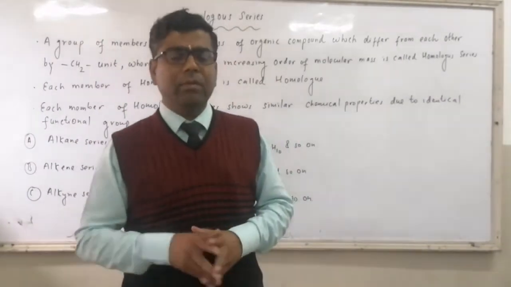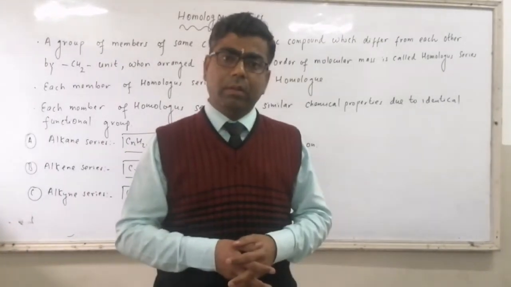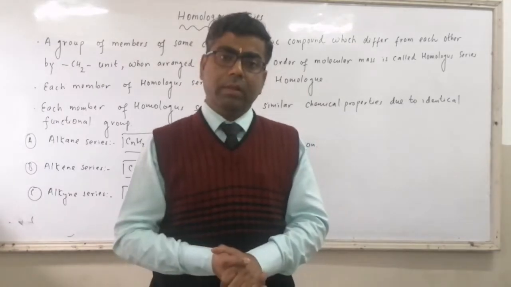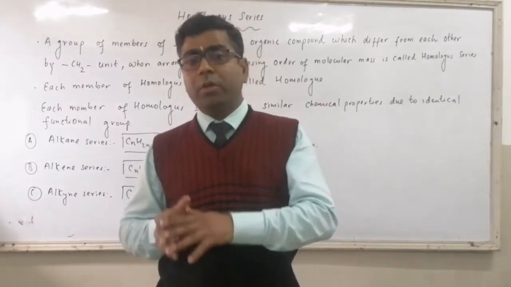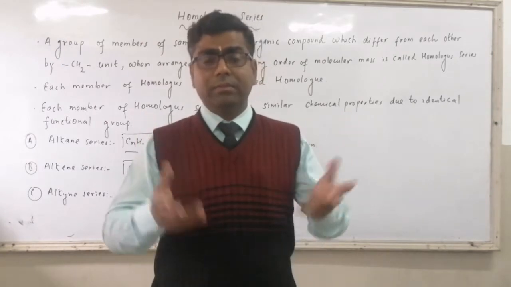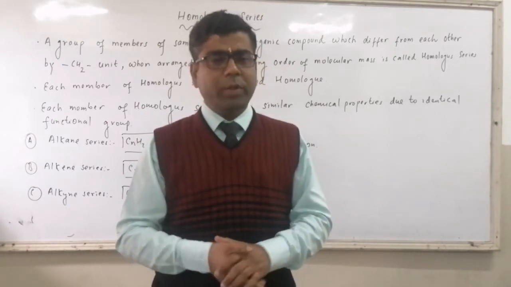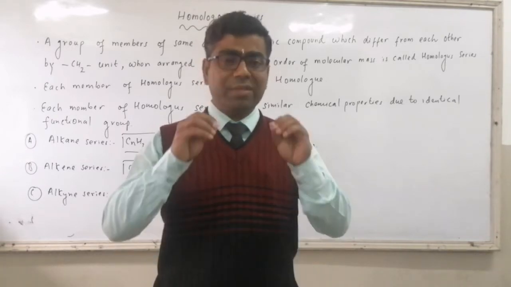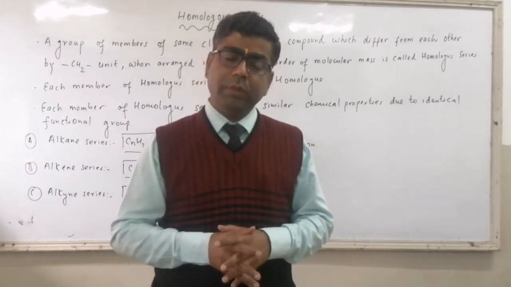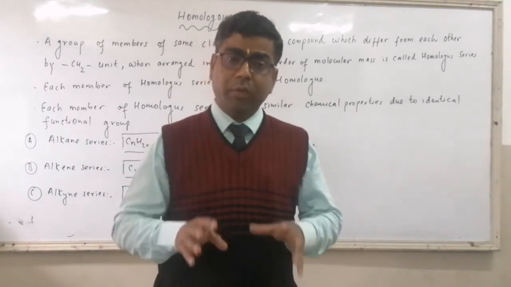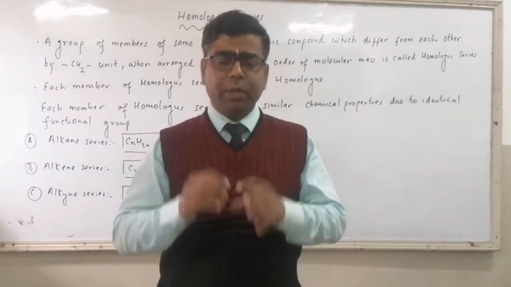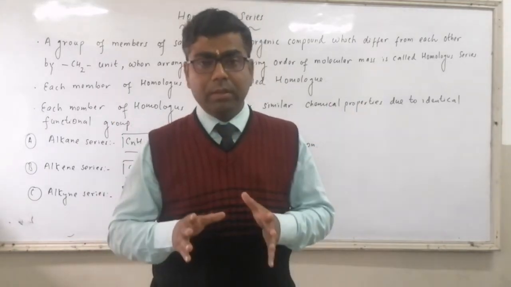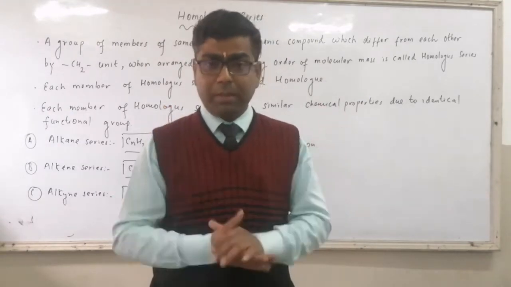Whenever we want the next higher member, we have to add a CH2 unit to the previous member. If we add a CH2 unit to the previous member, we will get the next higher member. So between the neighboring members, there is always a difference of a CH2 unit. If we talk about alkane, alkene, alkyne, alcohol, aldehyde, ketone, carboxylic acid, or whatever, between the neighboring members, the difference is always a CH2 unit.